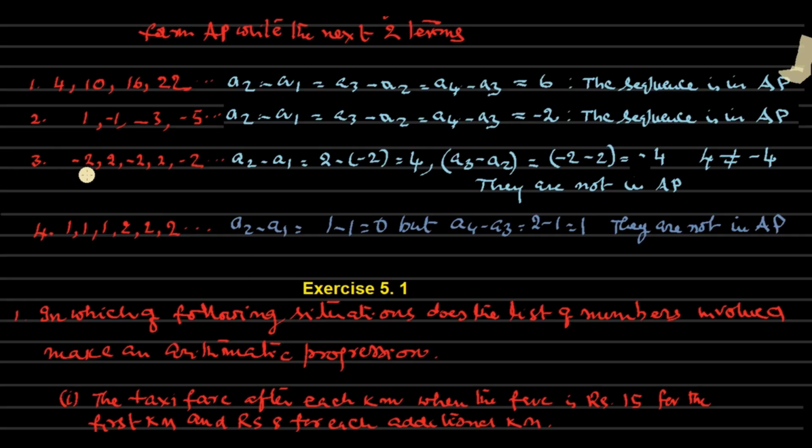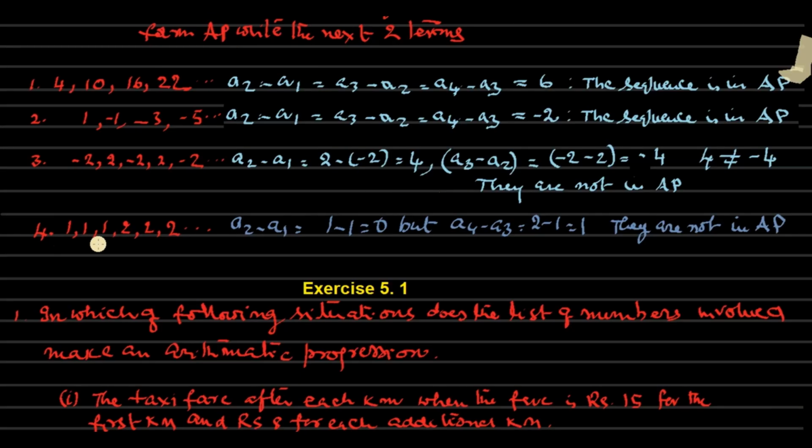Next, minus 2, 2, minus 2, 2, minus 2. What is A2 minus A1? 2 minus of minus 2, 4. What is A3 minus A2? Minus 2, minus 2, minus 4. Here, first common difference is 4, second common difference is minus 4. They are not in AP.